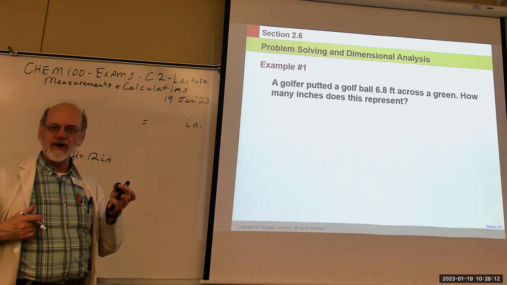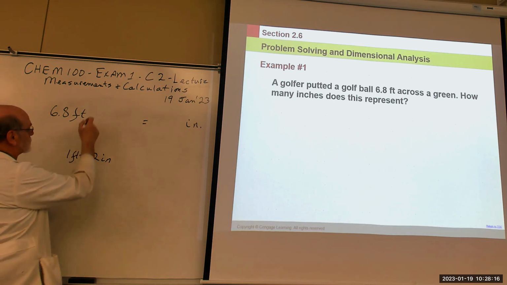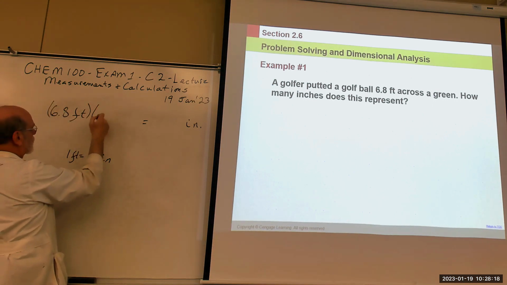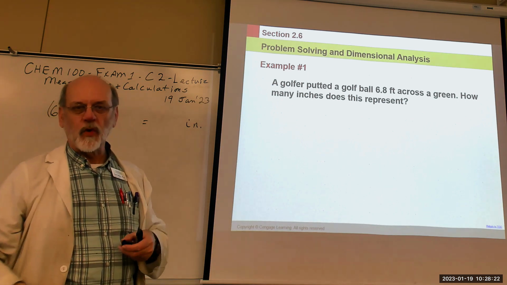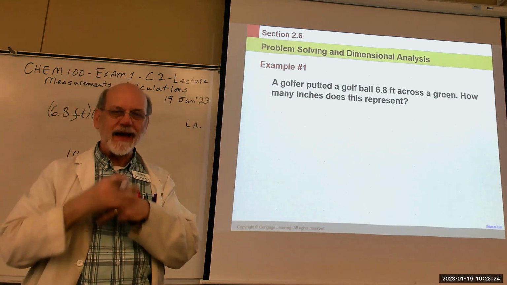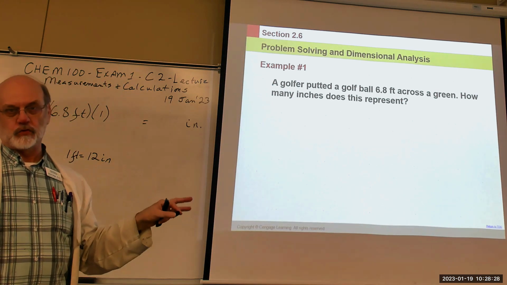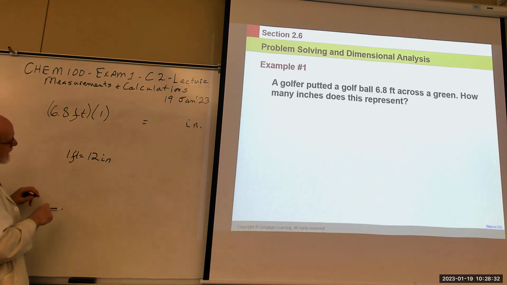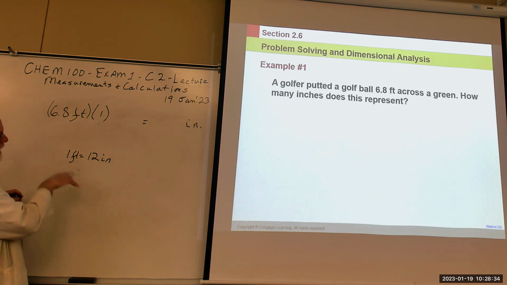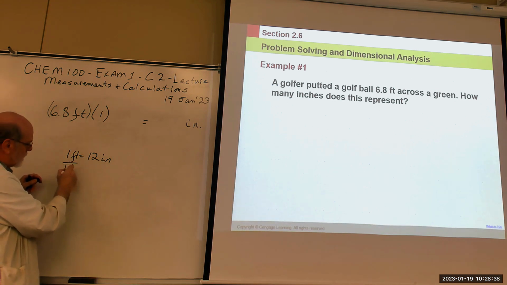So how does that become part of the calculation? Well, remember, you can do that to any number. Any number times 1 is itself. You can multiply any number times 1 and you violated no mathematical rules. Okay, so what if we divide both sides of this equation by 1 foot?